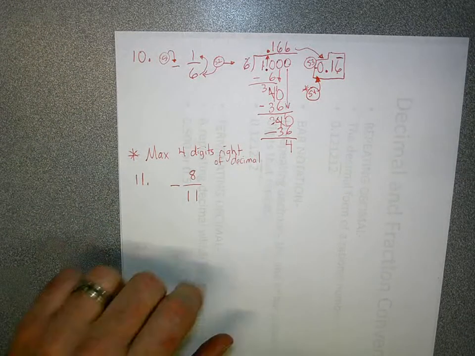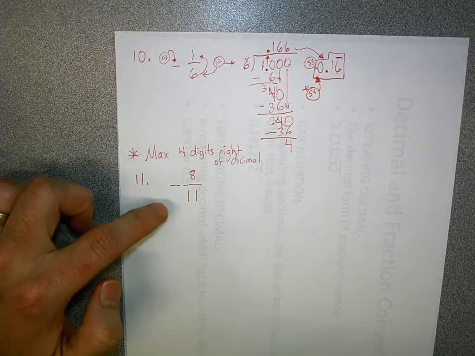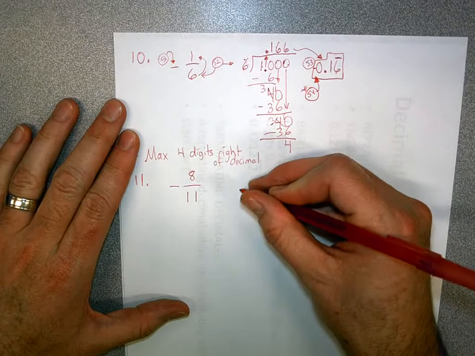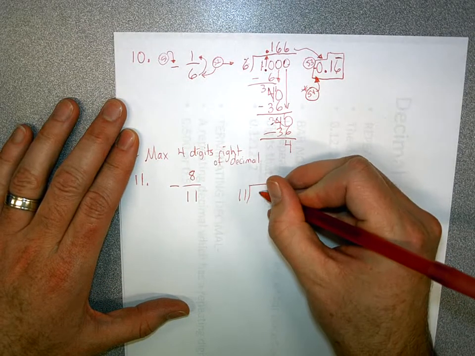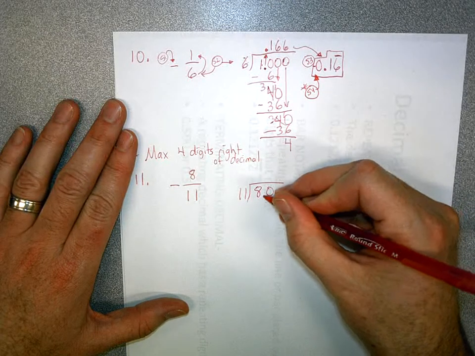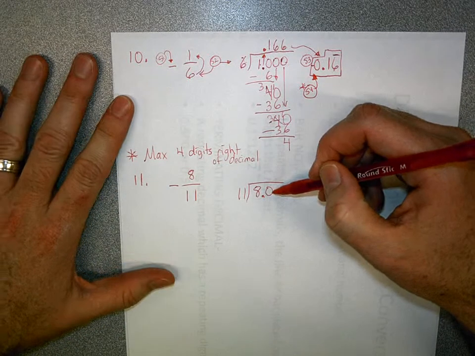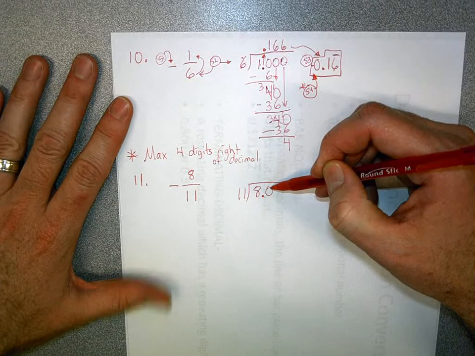Okay, number 11. Step 1, there's a negative, we're going to drop it. Step 2 is we're going to go bottom into top. So that means 11 into 8. We can't do that, right? So we make it look like 80 by putting a decimal point and a 0. So we have 11 into 80. Well, it's not 8 times because that'd be 88. So we'll go 7 times.